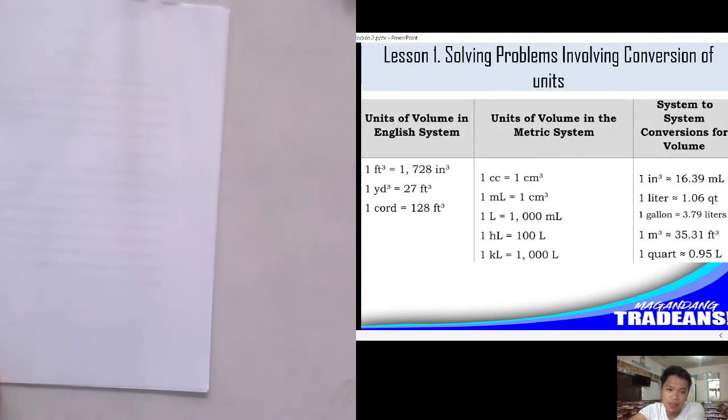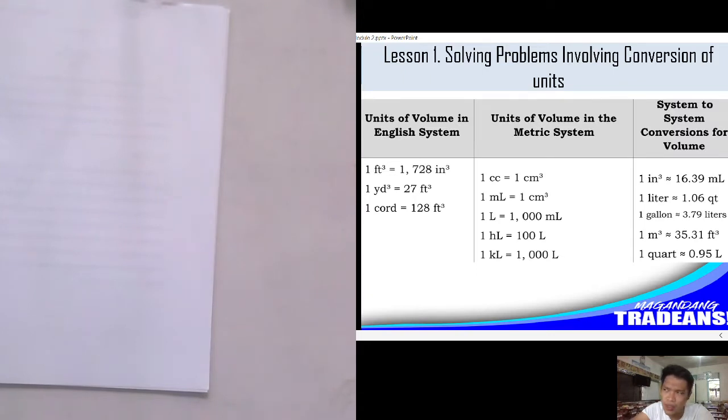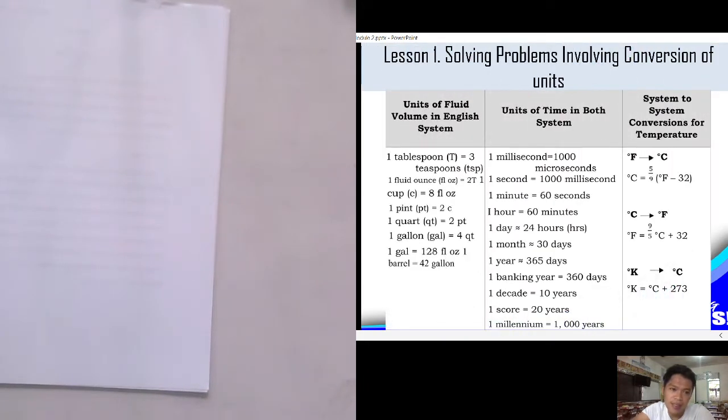Another example, for the volume, 1 cubic feet is equivalent to 1,728 cubic inches. Moreover, let's go to the liter, the most commonly used ones. 1 liter is equal to 1,000 ml, and 1 liter is equal to 1.06 quarts, or QT. Next, I forgot what QT stands for. I'll research that one later. Next, another example is 1 tablespoon is 3 teaspoons. 1 millisecond is 1,000 microseconds. 1 month, 30 days. 1 year, 365 days.